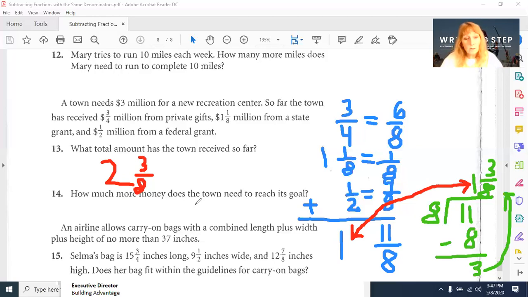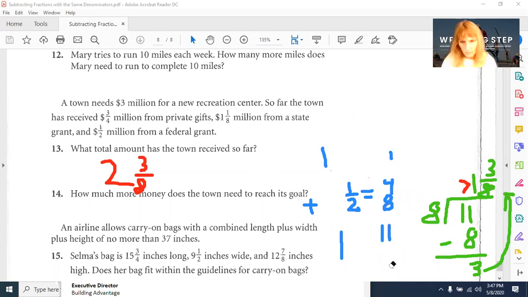How much more money does the town need to reach its goal? What are you going to do here? Add or subtract? Subtract, right. So we have a total needed of 3 million. So I'm going to erase some of these guys here so that we can go on to the next problem with a little bit of space here.